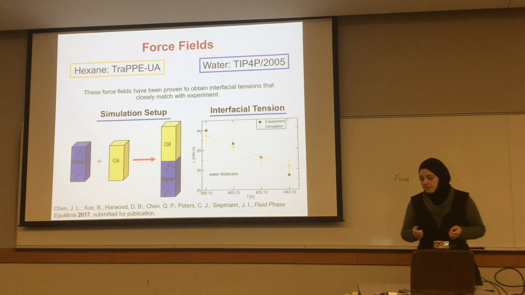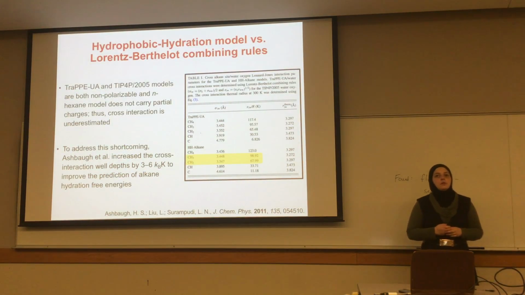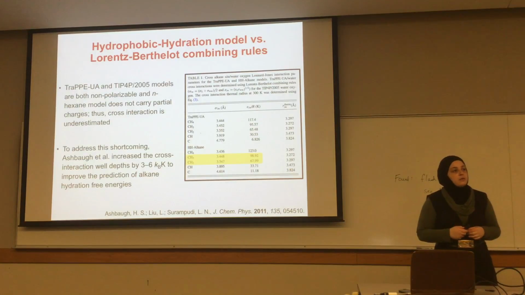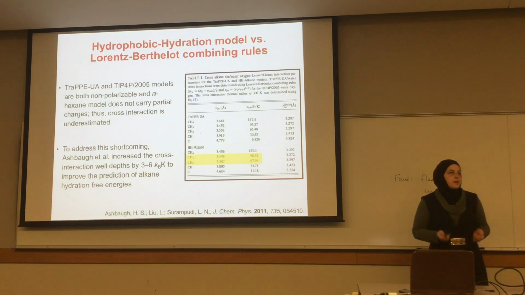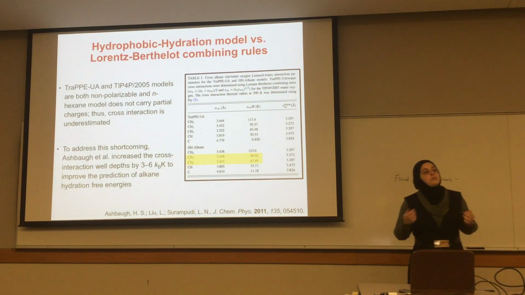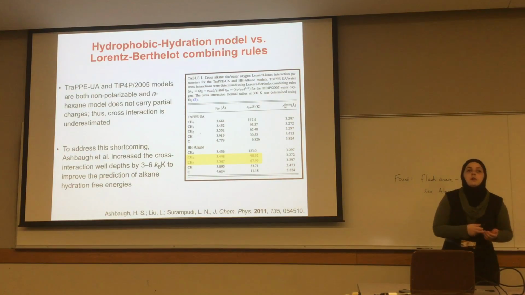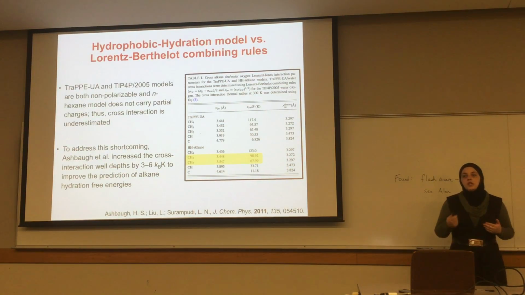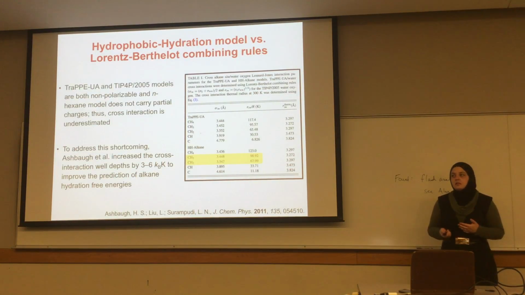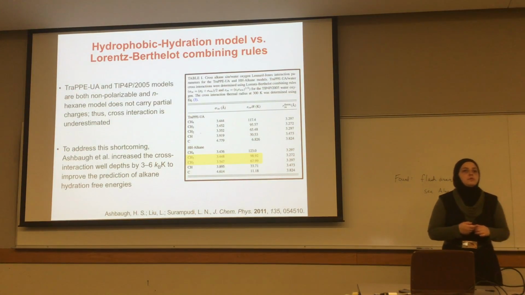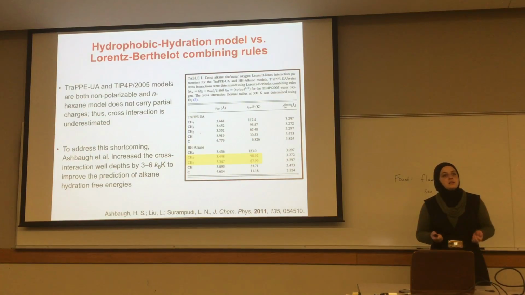With that, and to make our simulations a little bit more accurate, we also took into account the hydrophobic hydration model that Ashbaugh et al. developed. Looking at our TraPPE model and our water model, they're both non-polarizable, so our hexane doesn't actually have charges. In order to account for the cross interaction to be more accurate, we basically change our epsilons and sigmas to match up with Ashbaugh et al., so that we can have our well depth be closer to what the cross interaction term should be. Does that make sense? Yeah.